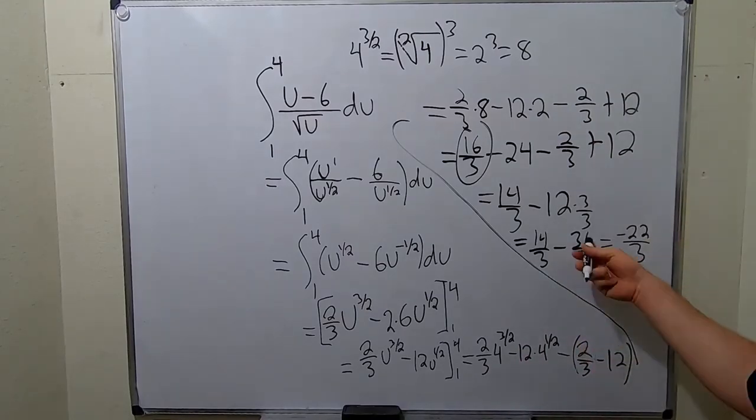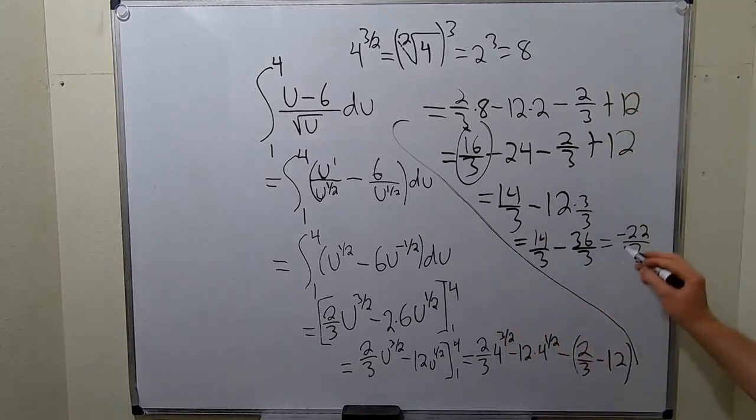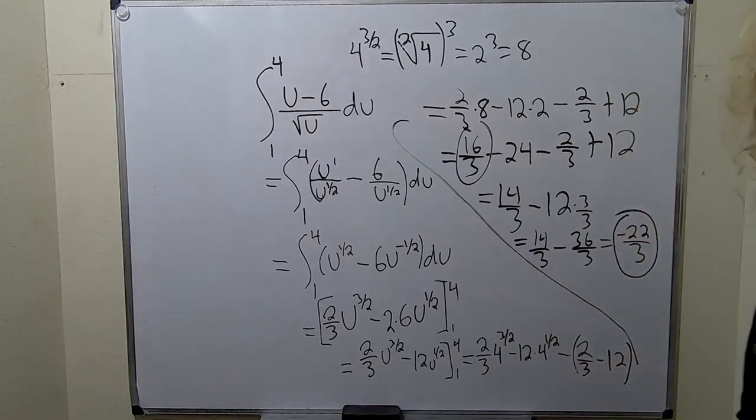14 minus 36 is -22/3. Yeah, that's right, because 36 minus 14 is 22. And so that should be the final answer.